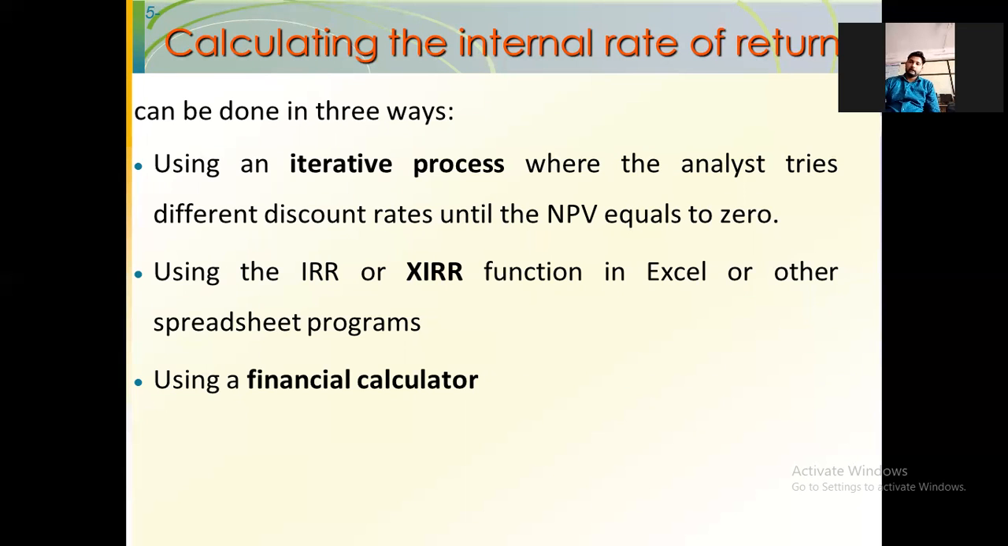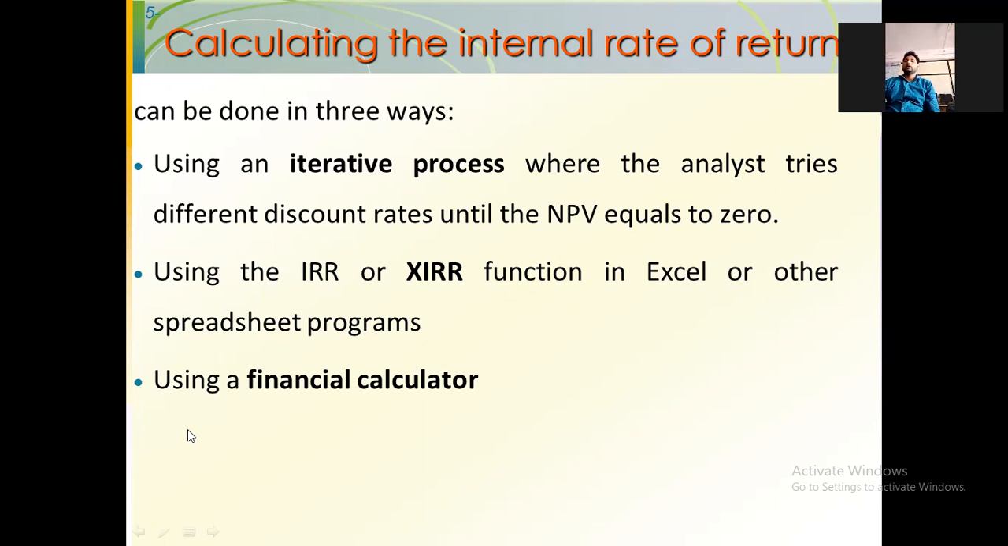So here in Excel, there is one function called XIRR. By putting in your values and calling this particular function, you can easily calculate the internal rate of return for the given values.